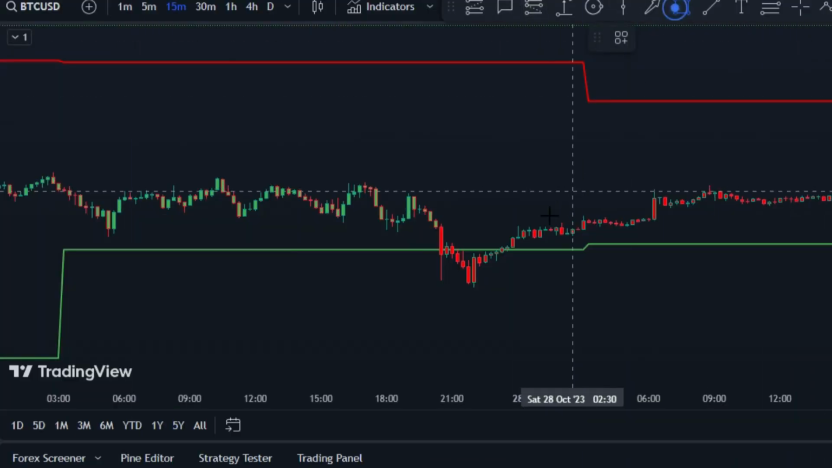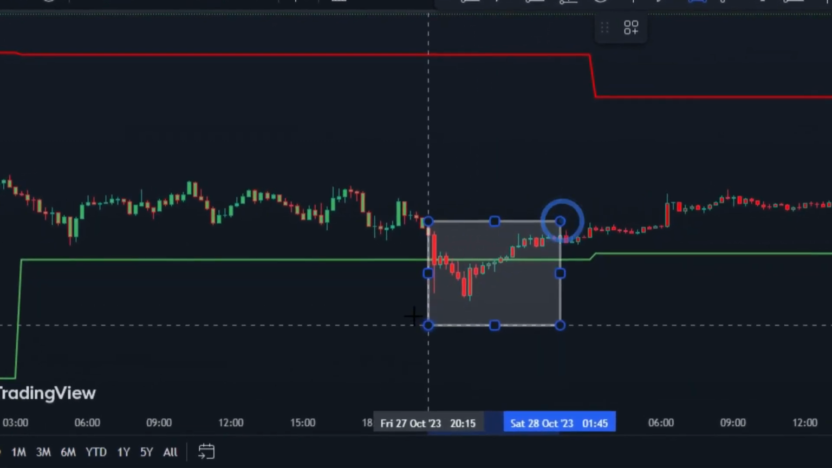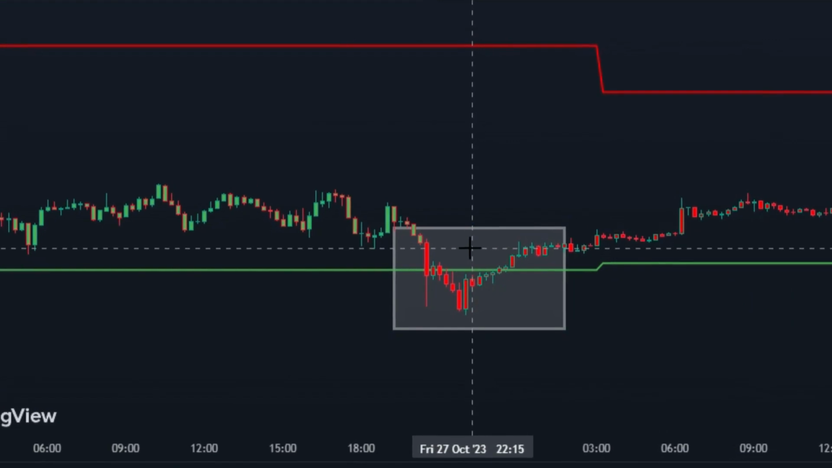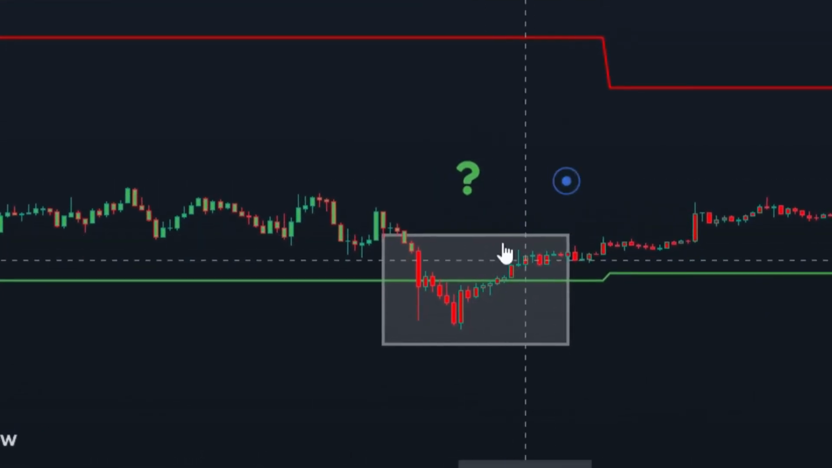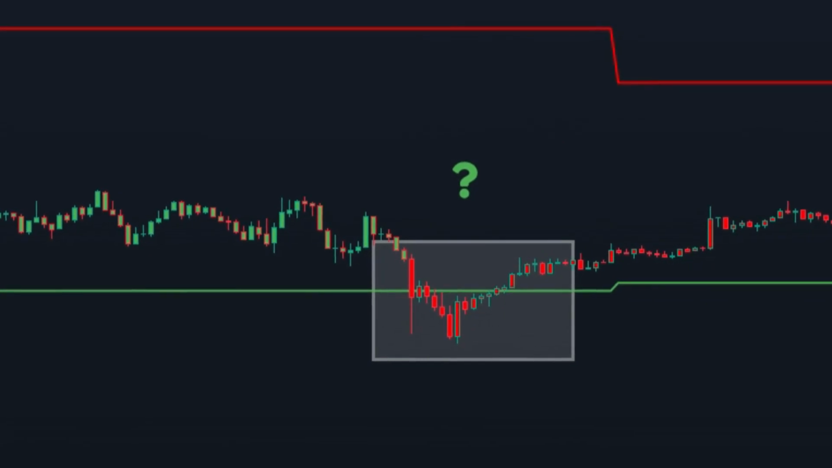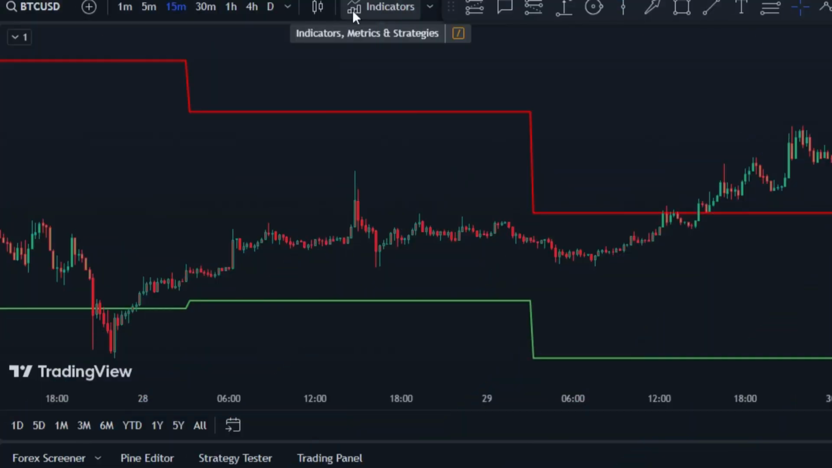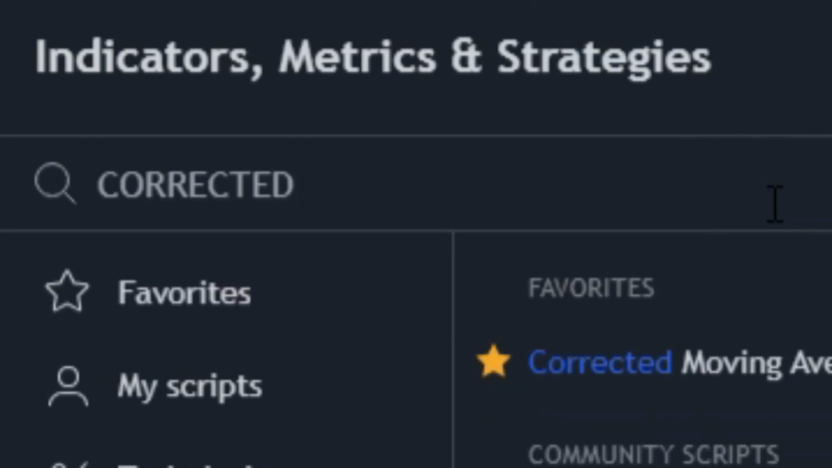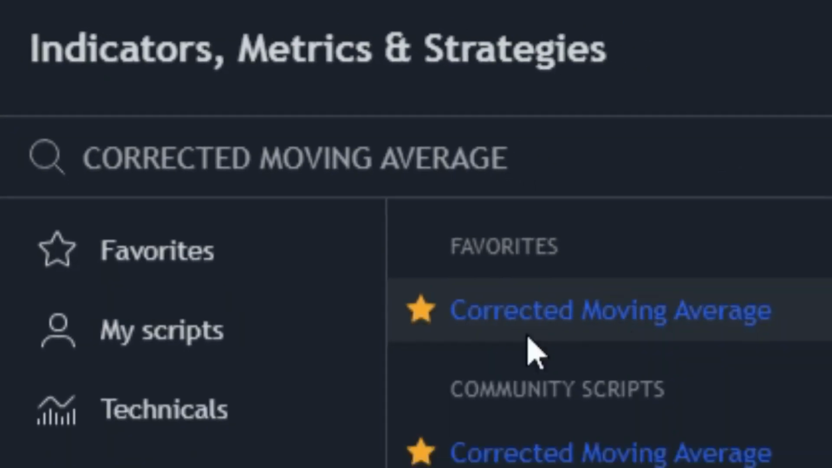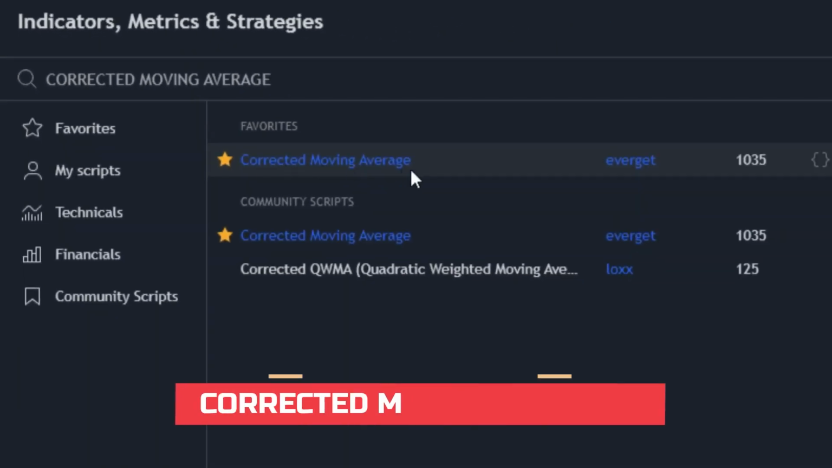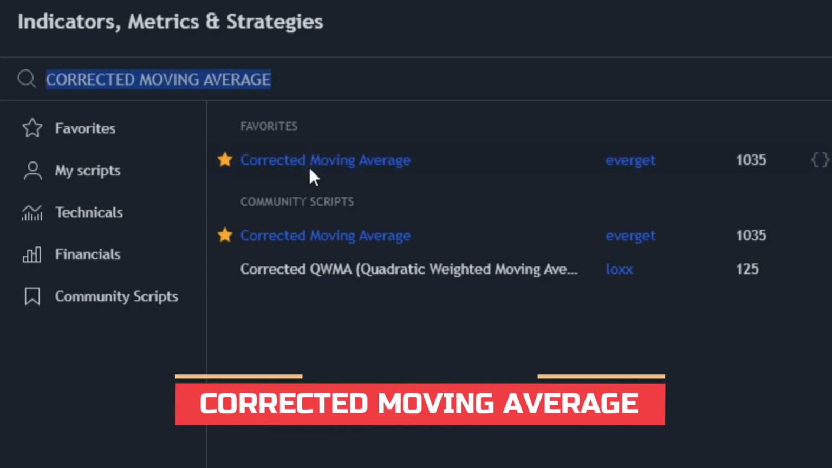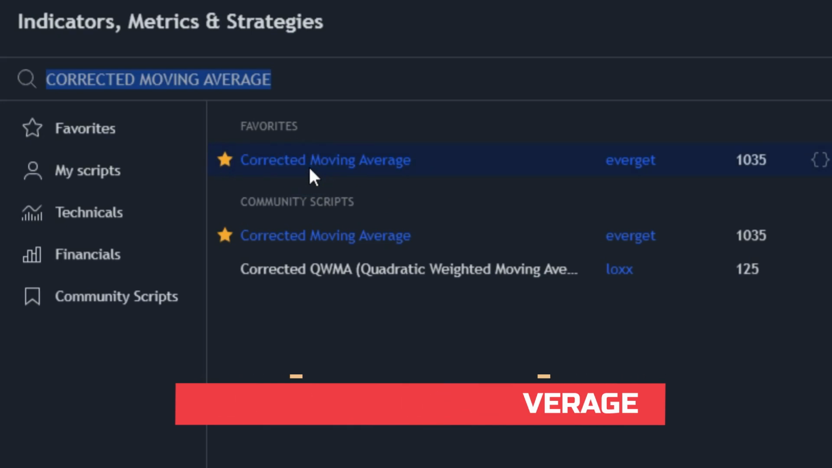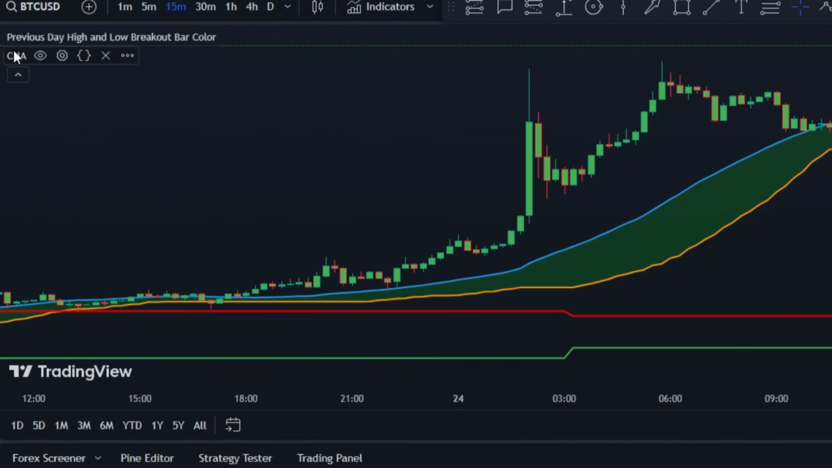But here's the thing, listen carefully. Sometimes these signals are not reliable because the market is not moving much or it doesn't have enough power at that moment. In those cases, we need a backup plan. Don't worry, I have you covered. Just go to the TradingView Indicators section and add the corrected moving average indicator to your chart. But before you use this indicator to filter signals, make sure you set it up like I'm doing.